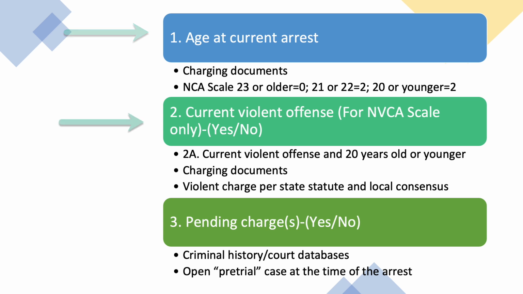Number 2, current violent offense can also be obtained by the charging documents. However, you will need to refer to the New Mexico violent crime list to determine what charges are considered violent in New Mexico. Number 3, pending charge. That is also a yes/no answer. This is obtained through the criminal history or other court databases. Please keep in mind that a pending charge means it is an open pretrial case at the time of arrest.